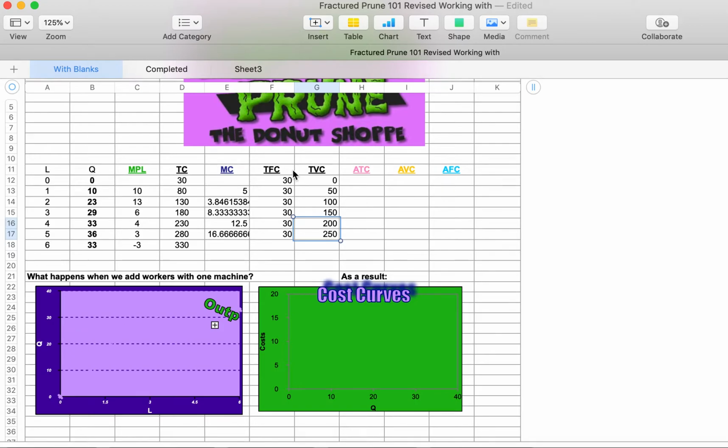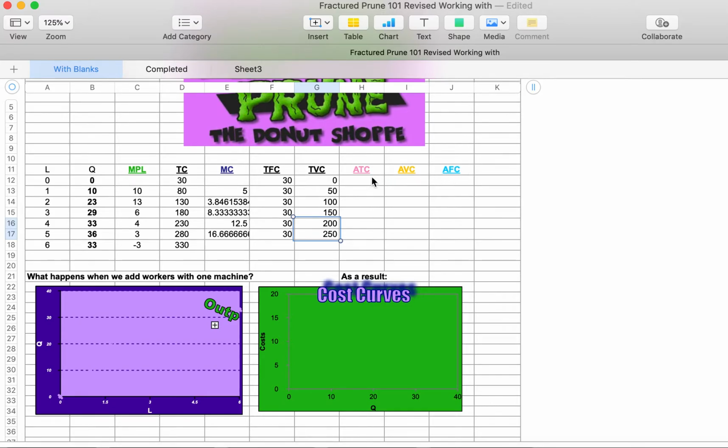Total means the sum of the other things, right? Total cost is the sum of fixed costs and variable costs. ATC stands for average total cost. Well, average total cost is still just having Q in the bottom. Everything that we've done like this, and this, they all have Q in the bottom.